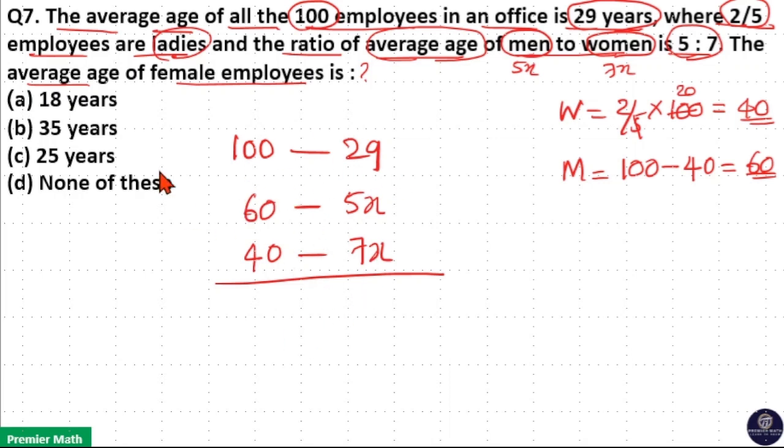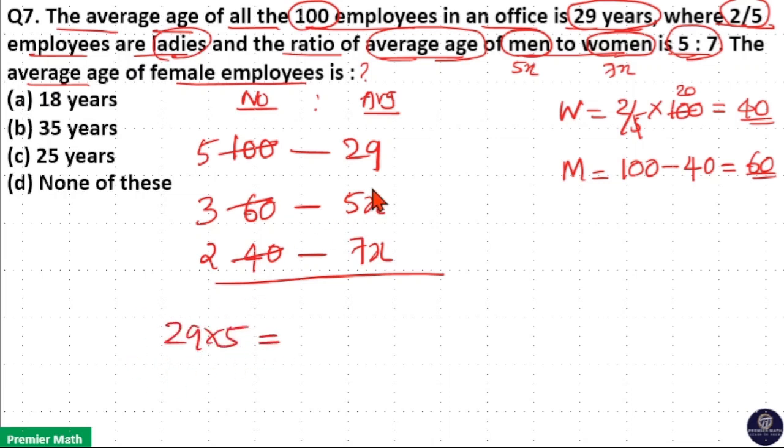Now you don't have to do this calculation. You can simplify here. This is the number and this is the average. So don't cancel the average, but you can simplify the numbers here because numbers will cancel each other. 20 goes 5 times in 100, 20 goes 3 times in 60, 20 goes 2 times in 40. Now 29 into 5 is equal to 5x into 3 plus 7x into 2.